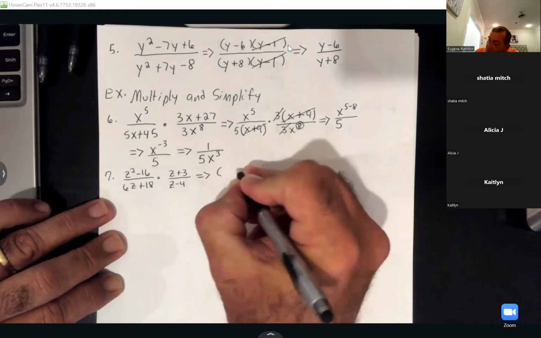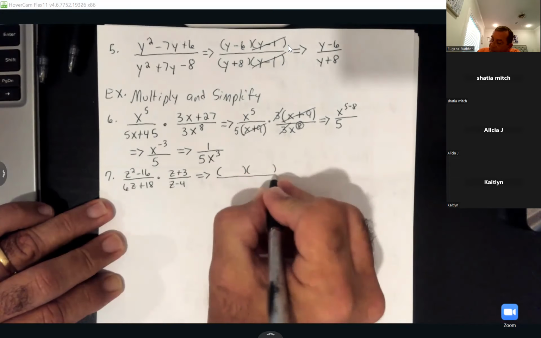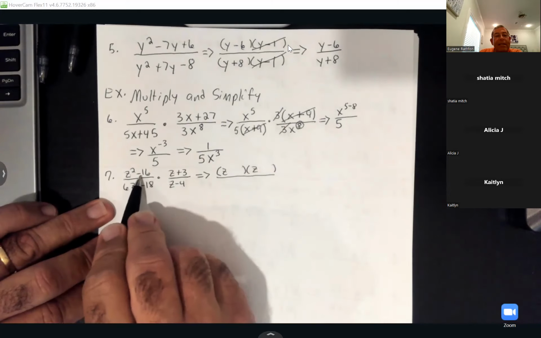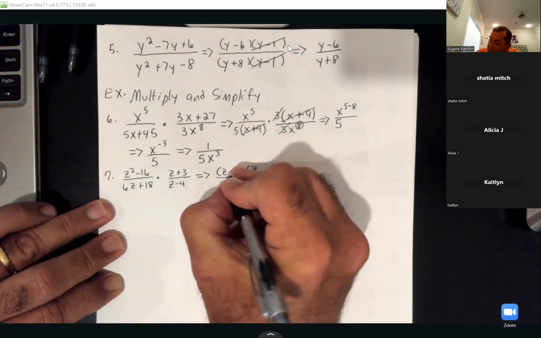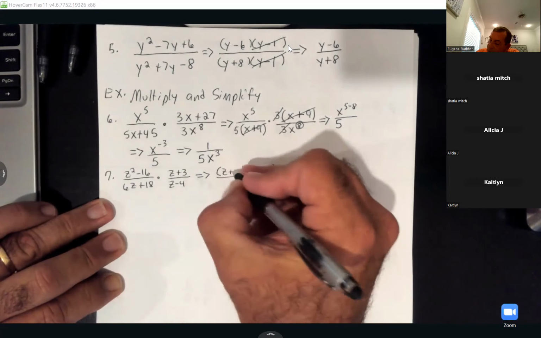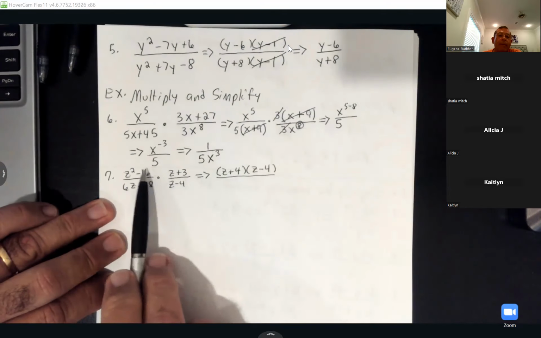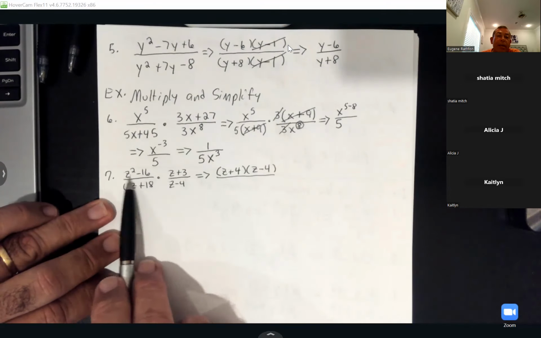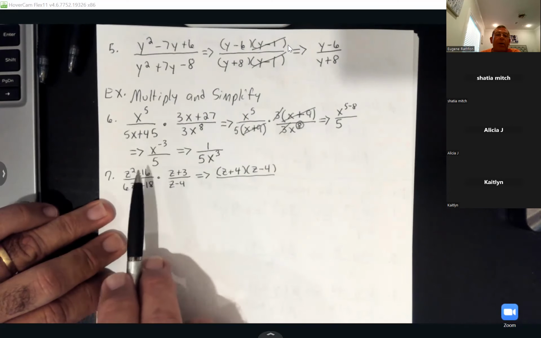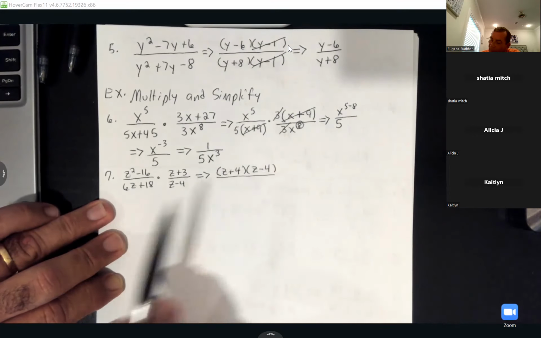So let's mess with our z squared minus 16 first. Z squared will give me a z and a z. Last sign's negative, so I get a plus and a minus. And then remember, square root of 16 is 4, so that gives me a 4 and a 4. So remember, that's perfect squares again. Anytime you got a z squared, x squared minus a number, you're going to have perfect squares, and they're going to factor into conjugate pairs.